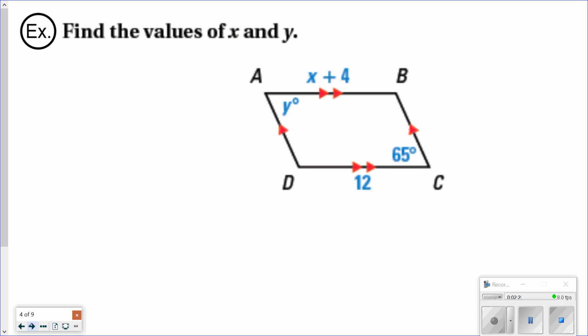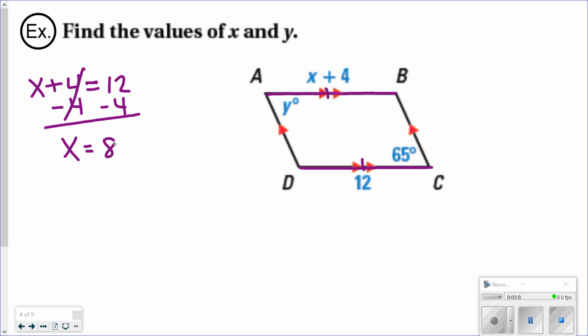Find the values of X and Y. So we want to use our properties to solve for these variables. So let's start with X. If I look at X, I notice that it's on segment AB. And for a parallelogram, we know that our opposite sides are congruent. So the opposite side of AB would be DC. So we need to set an equation equal to each other: X plus 4 is equal to 12. So I'm going to subtract 4 from each side. We end up getting that X is equal to 8.